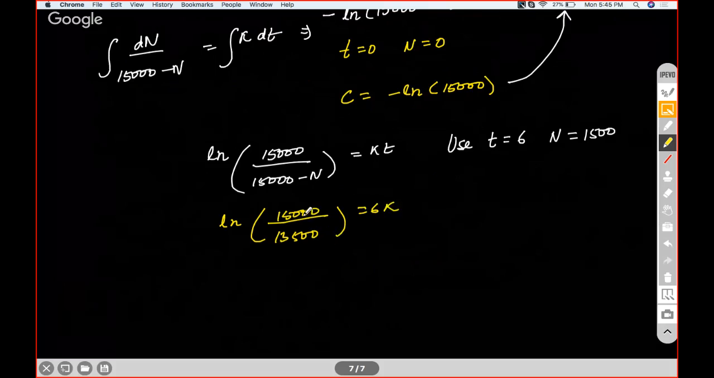So you can just cancel off. I think you can divide by 15. You can divide, of course. So 15 by 13.5 will be 10 by 9, so ln 10 by 9 is just 6k. So k becomes 1/6 of ln 10 by 9.